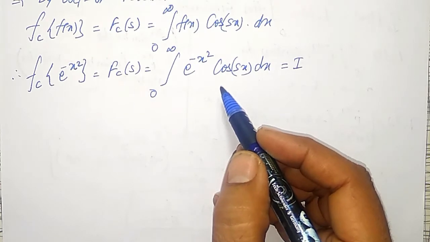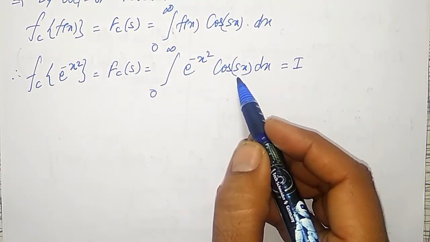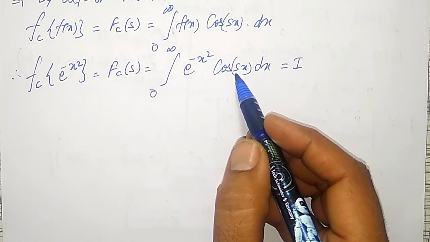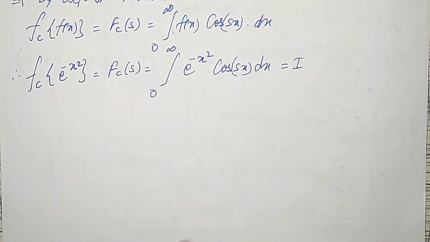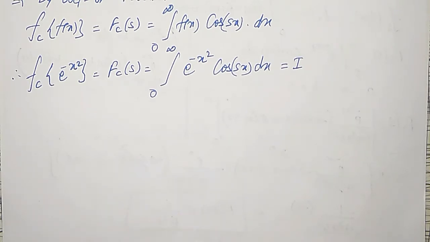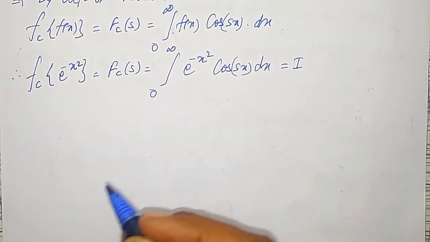That's why, the function of integration is a function of two variables here, x and s, the parameter. Therefore, I have to differentiate under integral sign. That differentiation under integral sign I have explained in detail in my first video of Fourier transform. Please go through that. In the description you will find it.